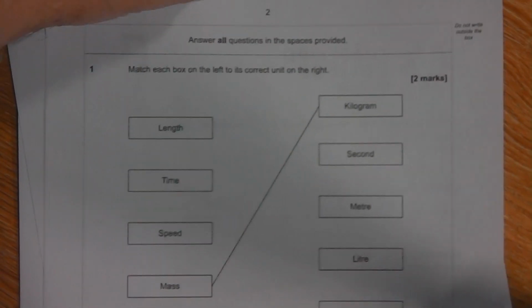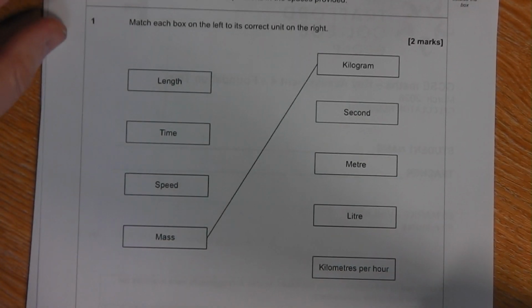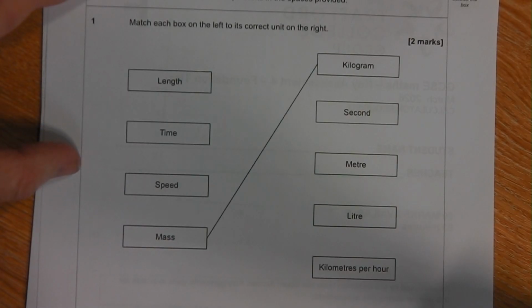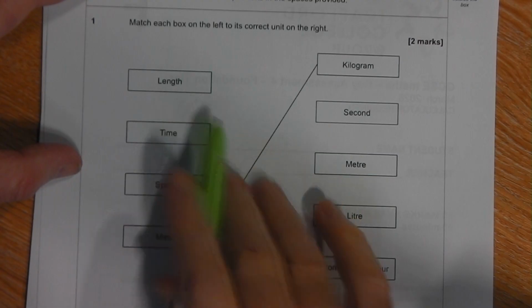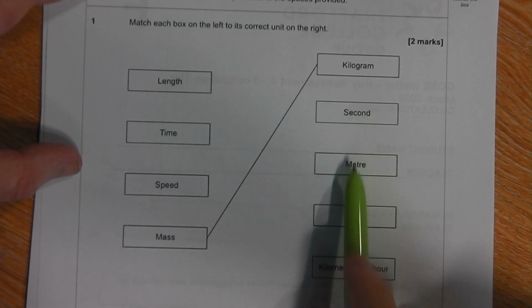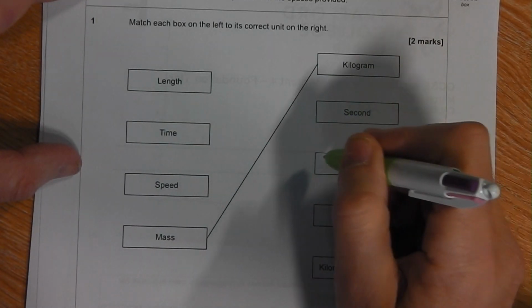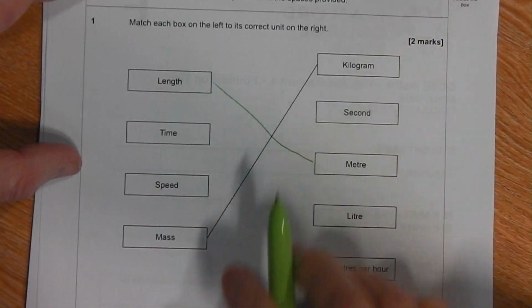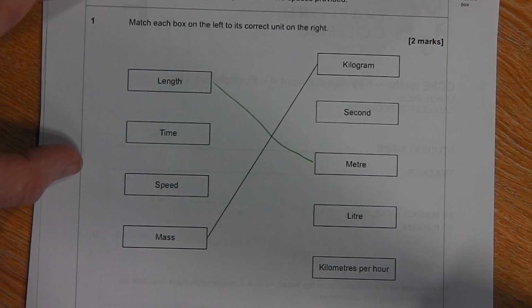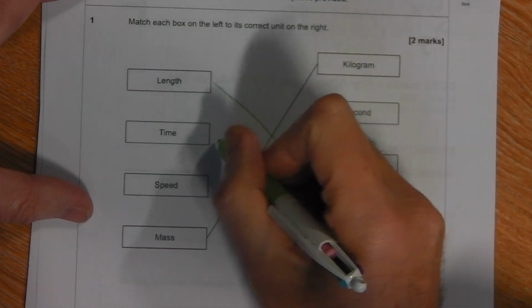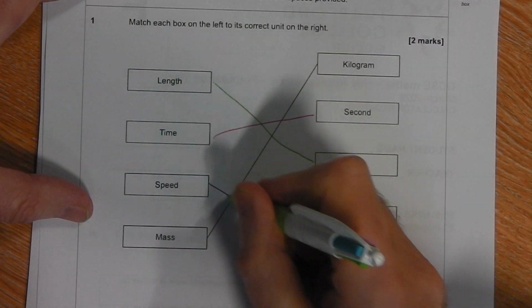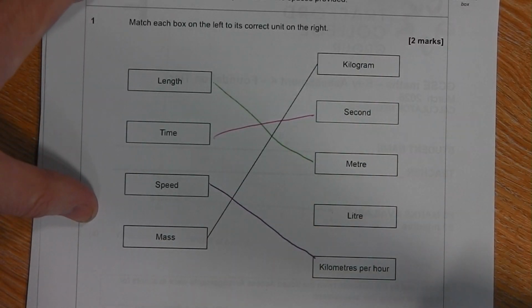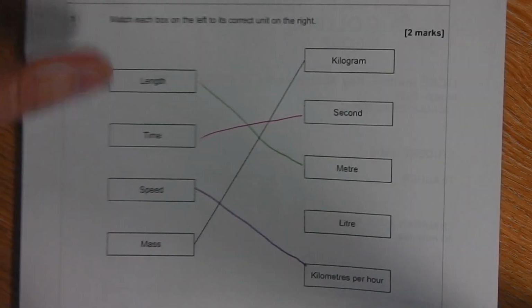So, easy start for us. Question 1. And it's match each box on the left to its correct unit on the right. So we're looking for basically what we would use for each of these. So a unit of length, we can rule that out. We've got second, metre, litre or kilometres per hour. So I'm going to go with metres. For time, we're going to go with second. And for speed is kilometres per hour. Okay, so that's the three we're after for that one.